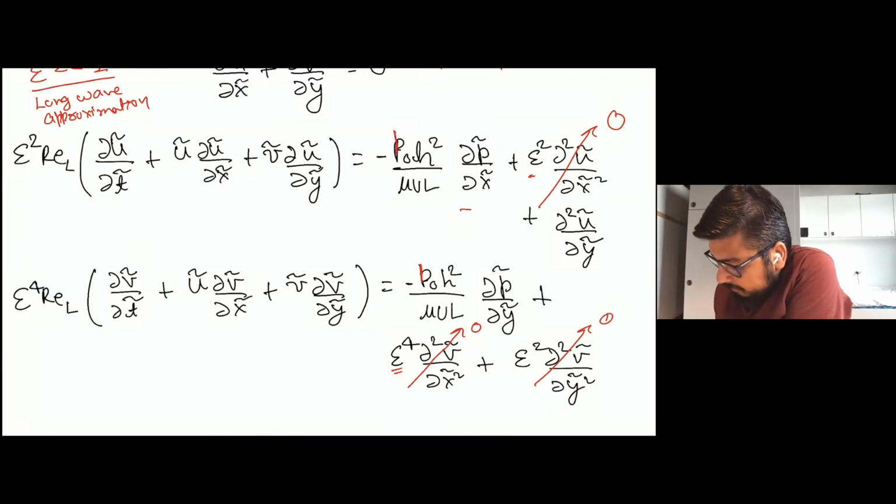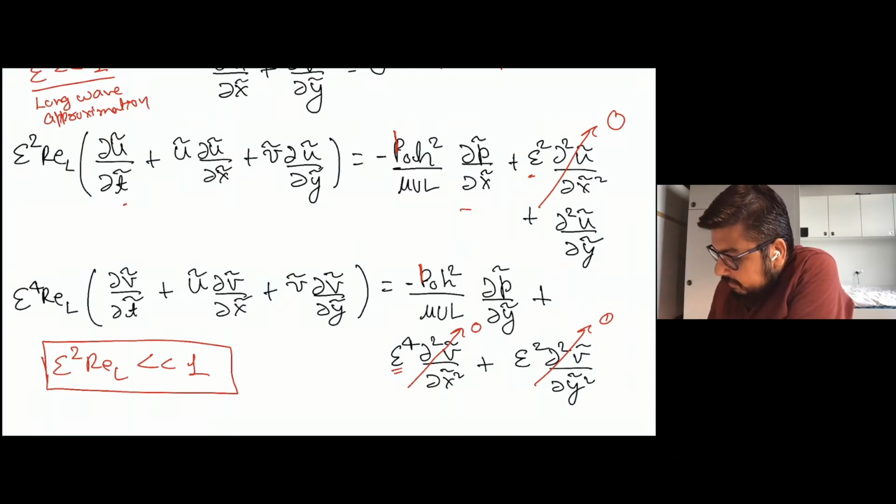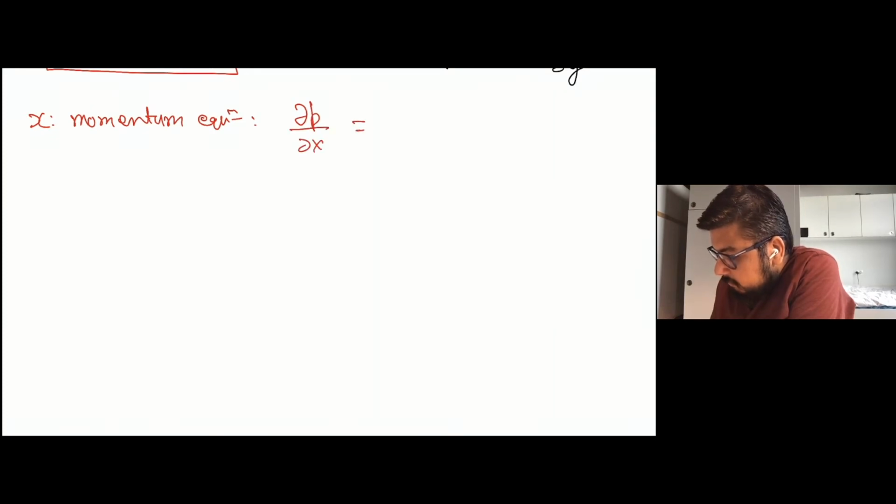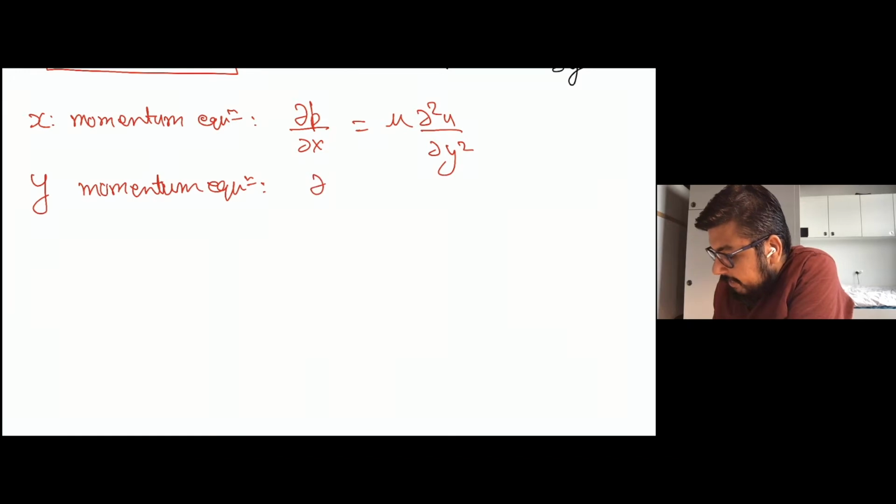Furthermore, we are going to put in another assumption, which is that epsilon square Re_L is much smaller than 1. And once we do that, the left hand side of the x momentum equation vanishes, and the left hand side of the y momentum equation vanishes as well. So after we cancel out all the small terms, the relevant terms that are remaining are, for the x momentum equation, we have del p by del x is equal to mu times del square u by del y square. For the y momentum equation, we have del p by del y is equal to 0. And of course, the continuity equation remains the same.